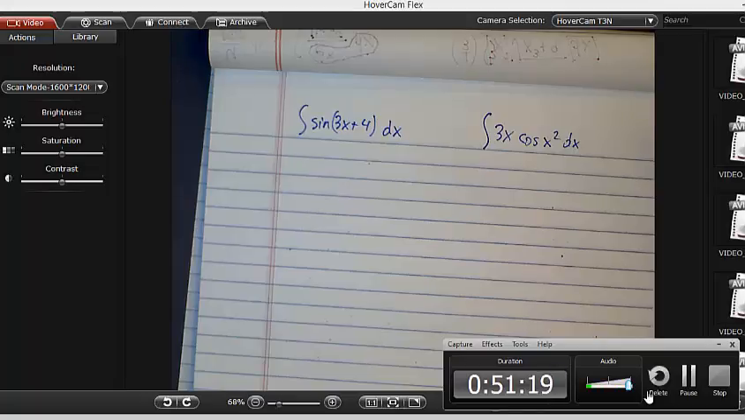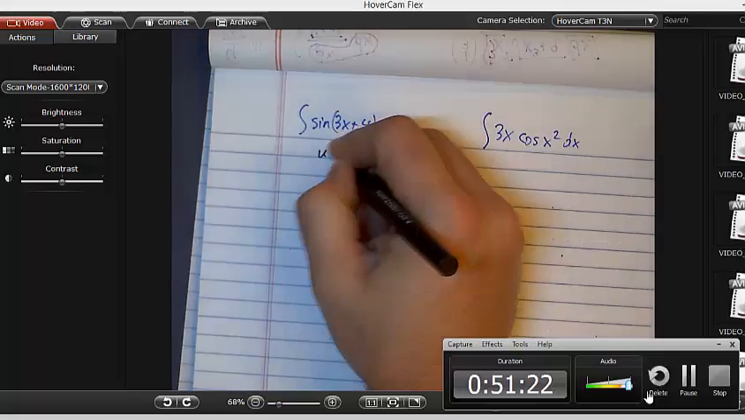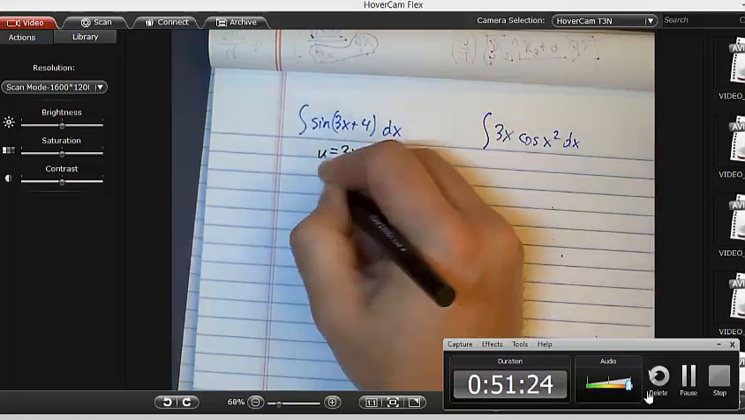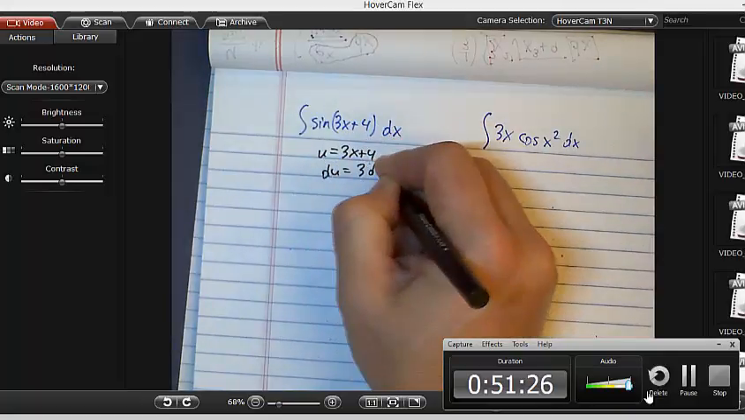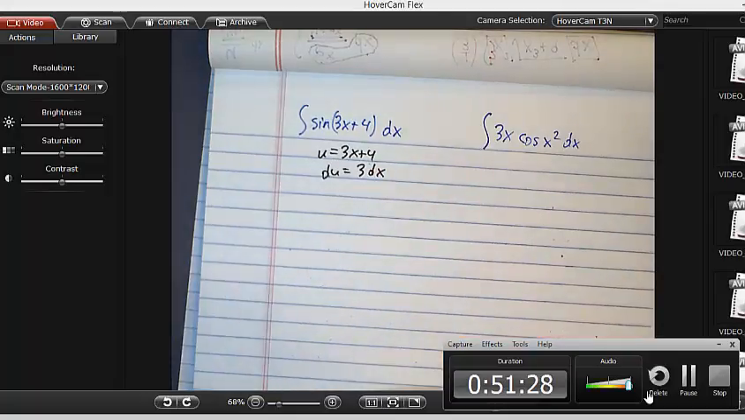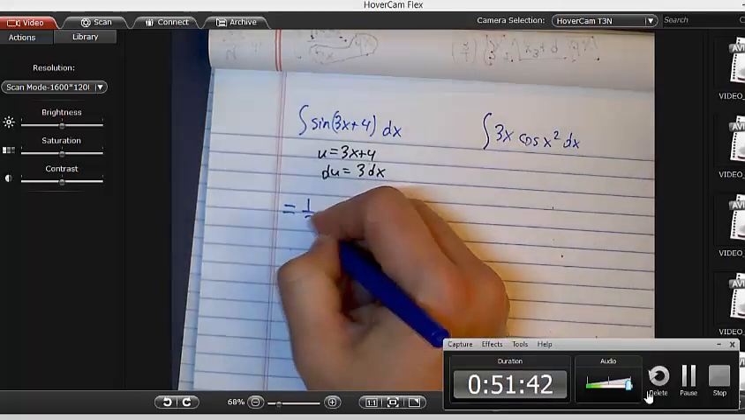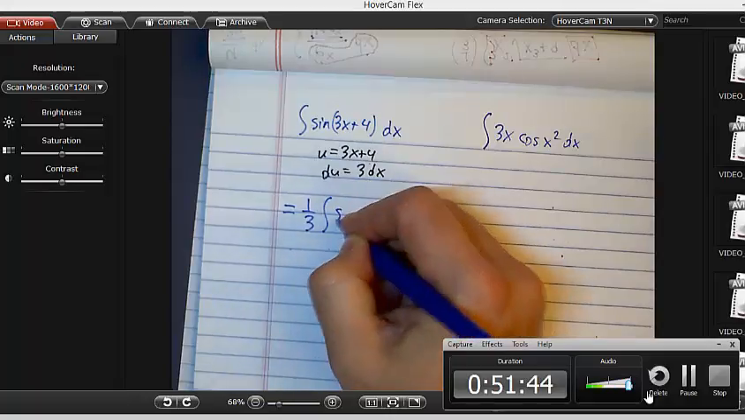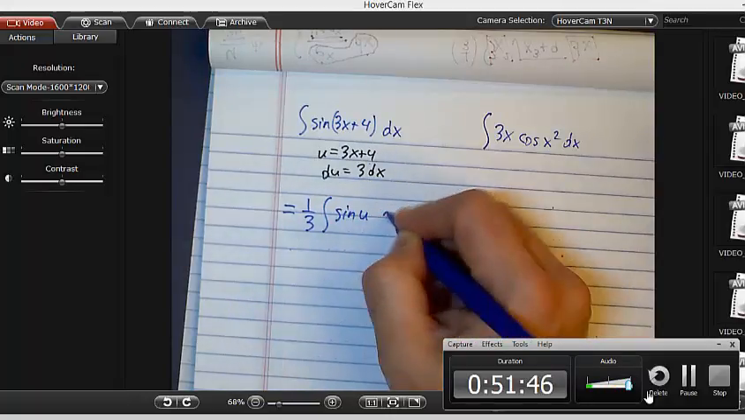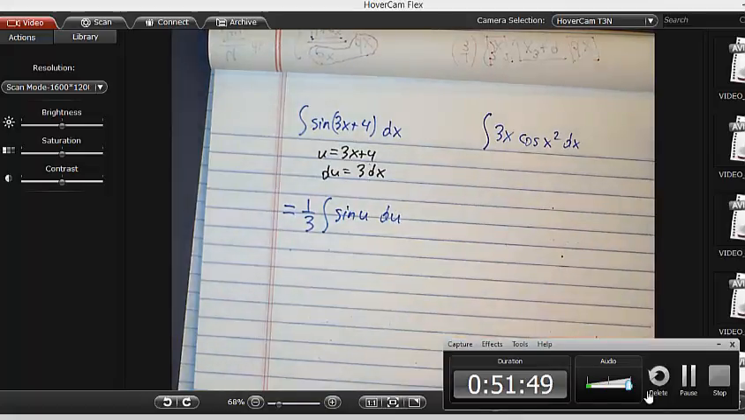So let's see, we have the u here would be 3x plus 4. du is 3 dx. So now, oh, I don't have that, do I? So what do I need? We need a 1/3. So we're going to say that this blue integral here equals 1/3 the integral sine of u du. We okay with that?